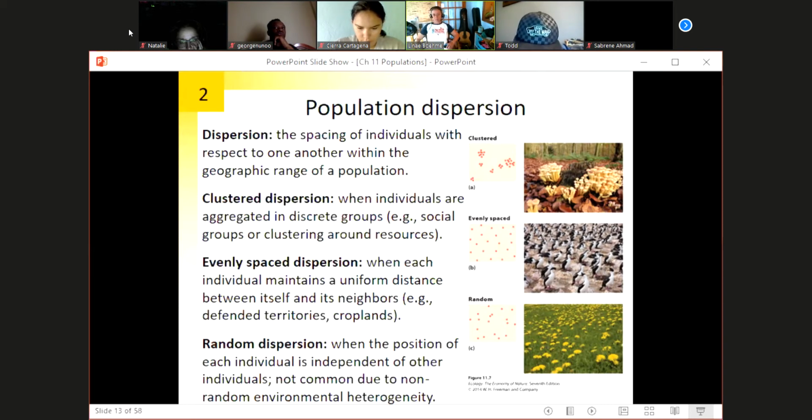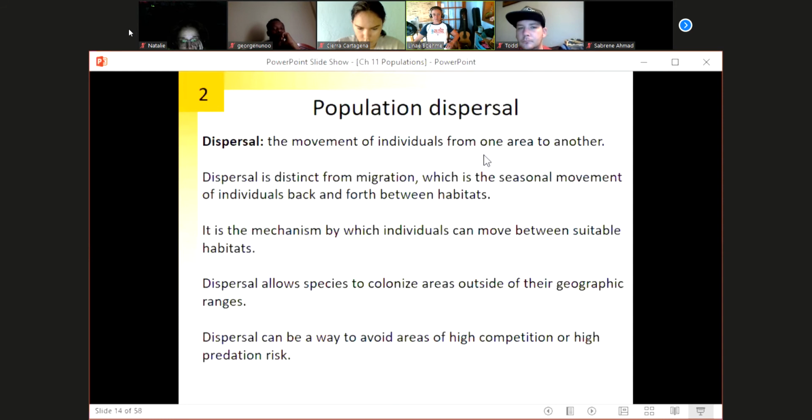Evenly spaced, while it seems to make sense, you don't see that very often because resources are not evenly spaced. And you see some random, but not too much, because again, they have to be inside the fundamental niche, and that's not going to be evenly spaced everywhere. If you need a certain elevation or soil type, you're going to be stuck in those particular regions.